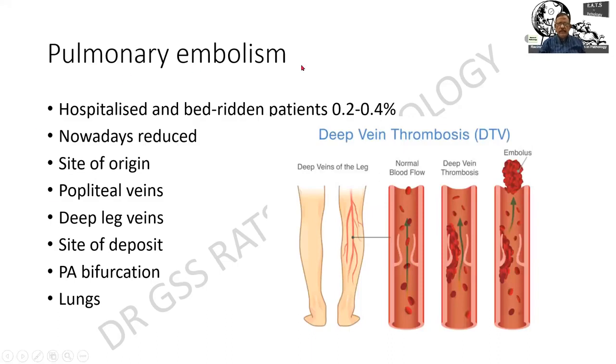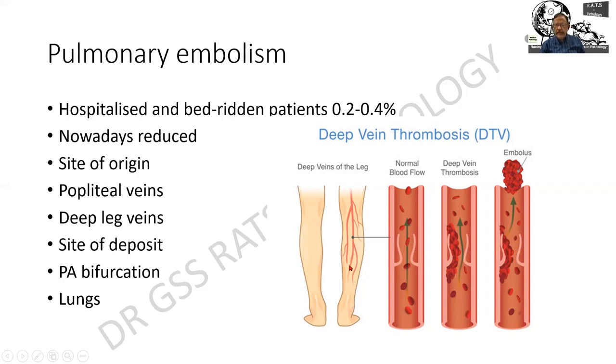We shall start with pulmonary embolism. This commonly occurs in hospitalized patients who have been bedridden, and 0.2 to 0.4% of the hospitalized bedridden patients can develop pulmonary embolism. It is nowadays reduced because of the precautions being taken and physiotherapy. The site of origin is commonly the popliteal vein or the deep leg veins, and the site of deposit is the pulmonary artery at the bifurcation or in the lungs. So these things we shall be remembering.